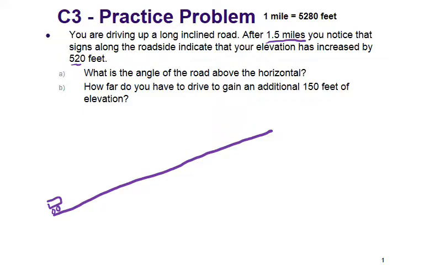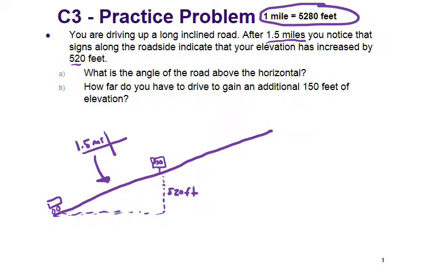So let's say that's here, and we start out here. So what we can do is take a look at this. Here we know that we went up by 520 feet, so 520 feet, and we know the length of this is 1.5 miles, which we're going to need to convert to feet. So I have the conversion up here. And we want to know what the angle of elevation is.